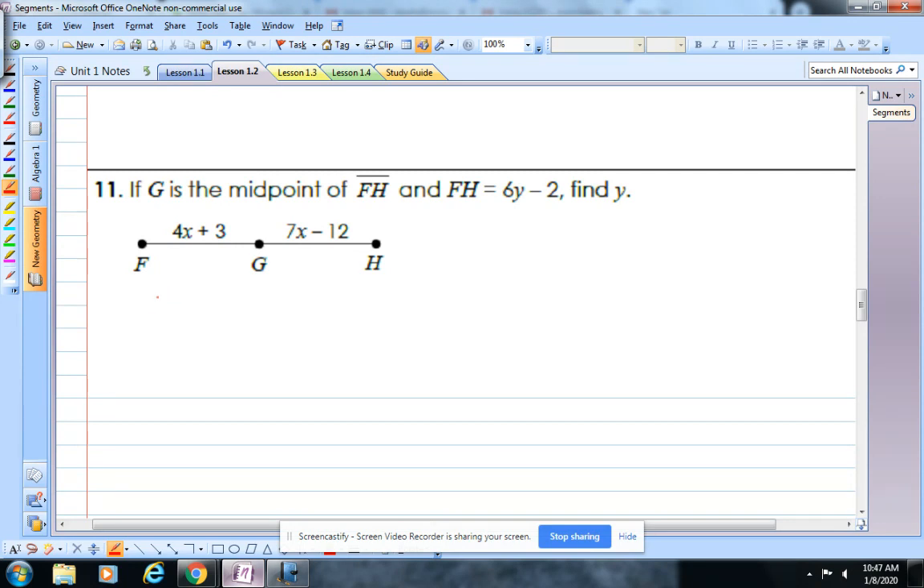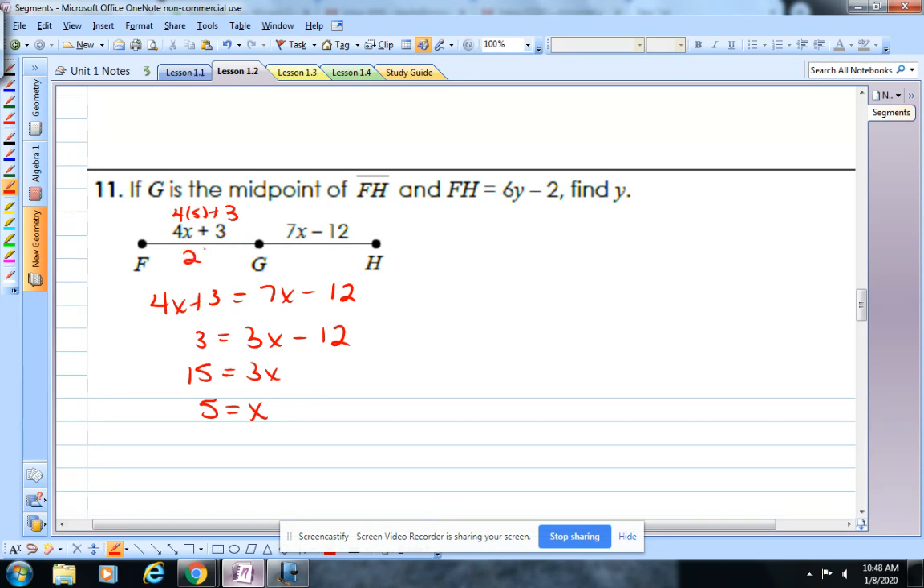So first I want to set 4x plus 3 equal to 7x minus 12. So I'm getting 3 equals 3x minus 12. 15 equals 3x. Divide by 3, and what do I get? Everybody getting that? Do I need to show more steps? All good? All right, so 5 is x. So I can find FG, can I? Start there. 4 times 5 plus 3 is going to be 23, right?